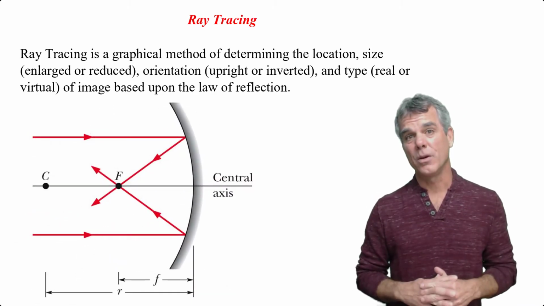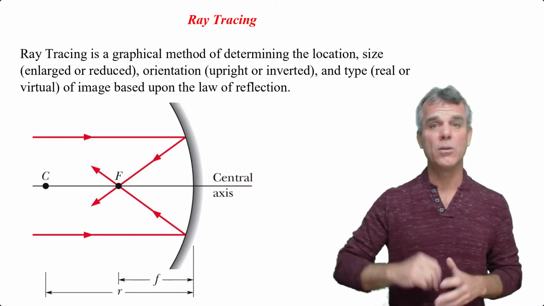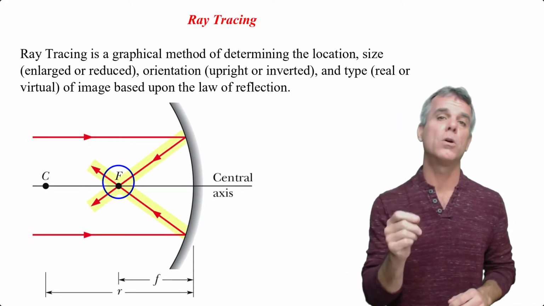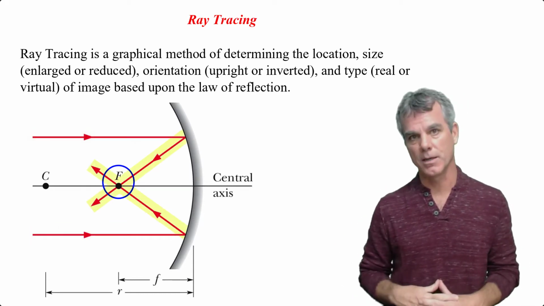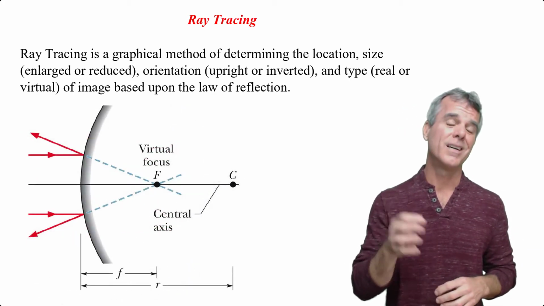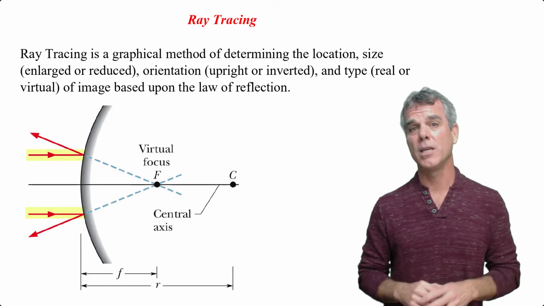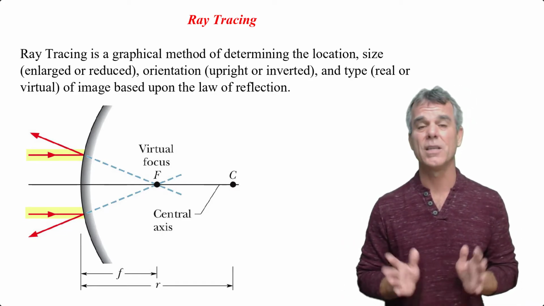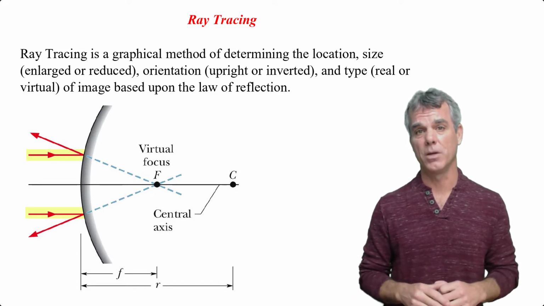For a concave mirror, the focal point was the single point through which all parallel light rays will cross after reflecting from the concave mirror. Now, a convex mirror is a little bit different. For a convex mirror, parallel light rays will never meet at a single point after reflecting. They actually diverge from the convex mirror.